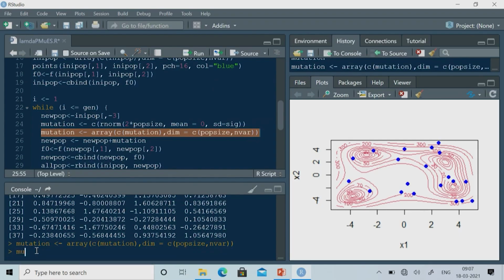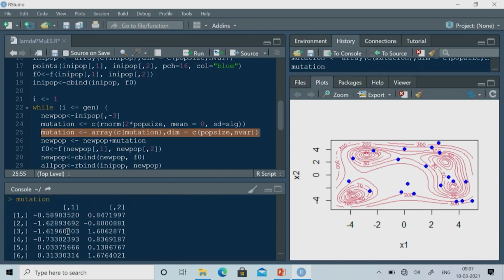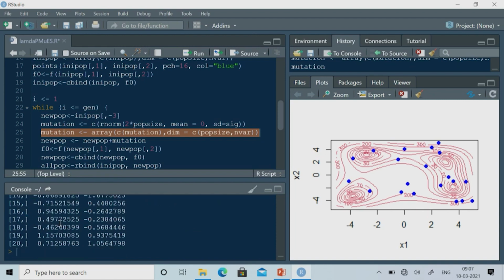So, you can see now, I am getting this value. This is for variable 1 and this is for variable 2, and this is for the first population, then the second population, and so on up to the last population, the 20th population.